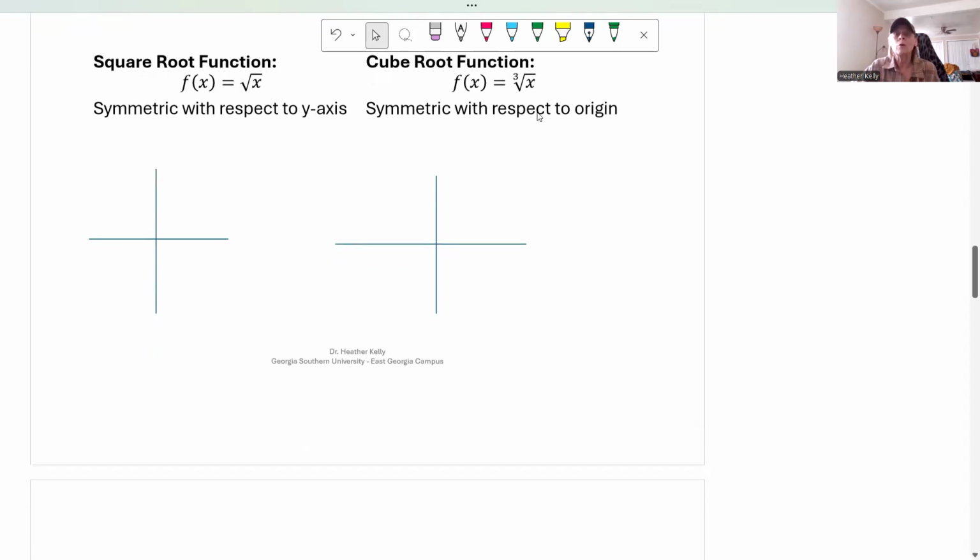So let's look at the square root function. The square root function is unique in the sense that it is not symmetric necessarily because we can't do the negatives. I mean, it is technically symmetric with respect to the y-axis, but it's difficult to actually see that symmetry because we only have one side of the equation.